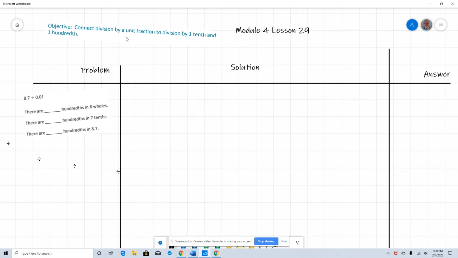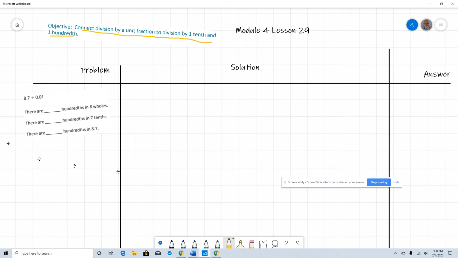This is the objective for today's lesson. It is to connect division by a unit fraction to division by 1/10 and 1/100. Just to be clear, 1/10 is 1/10, and 1/100 is 1/100. And this as a decimal is 0.01, and this as a decimal is 0.1.